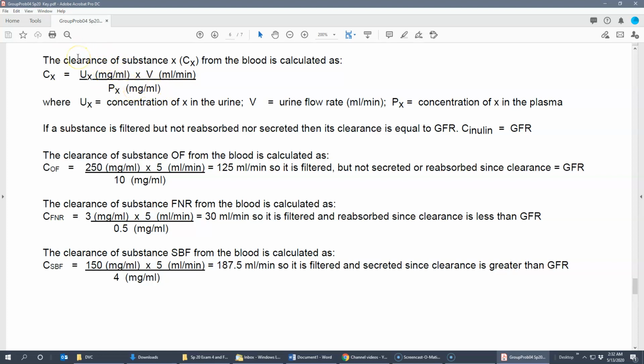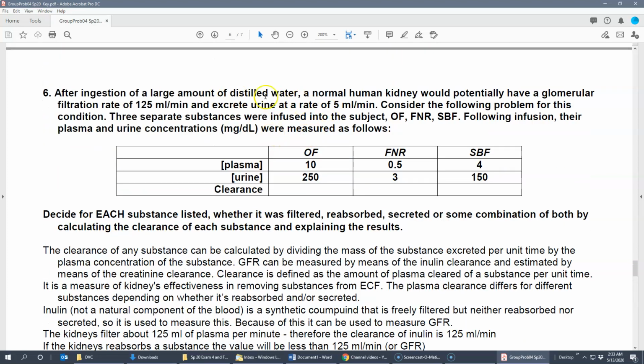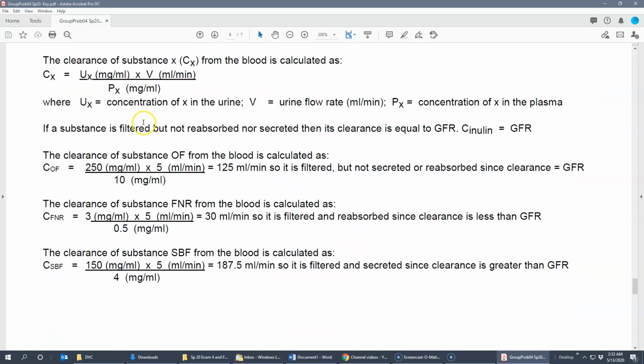So again, for exam purposes, this is lecture exam material, you'd have to know this equation. And I just remember in my head, clearance equals UV over P. So that's how I remember. So given the information from the table up here, the urine production rate is always going to be 5 mils per minute, and here's the numbers. We're going to take these off the table here and put them into our clearance equation here.